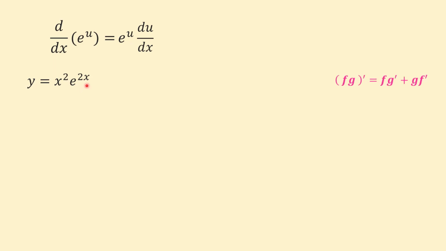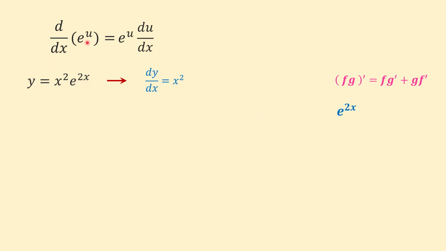Let me remind you product rule. Derivative of f times g is f times g prime plus g times f prime. First function times derivative of second function plus second times derivative of first function. So derivative of this function is, write the first function x squared times the derivative of second function. The second function is e to the 2x.